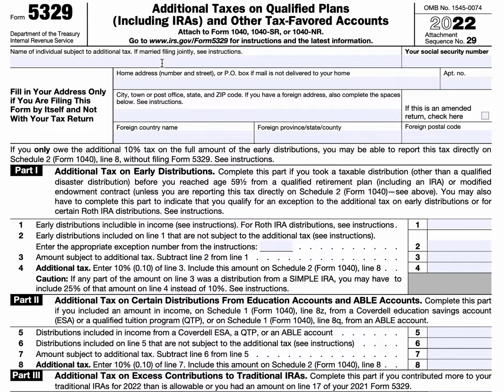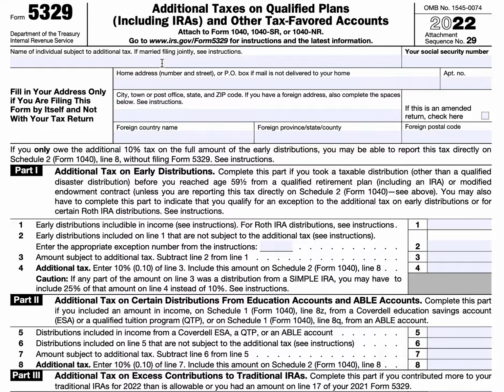Below the name and Social Security number, you'll complete the home address or P.O. box, city, state, and zip code only if you are filing this form by itself and not with your tax return. As a reminder, if you only owe the additional 10% on a full amount of all early distributions, you may be able to report this tax directly on Schedule 2, line 8, without filing Form 5329.